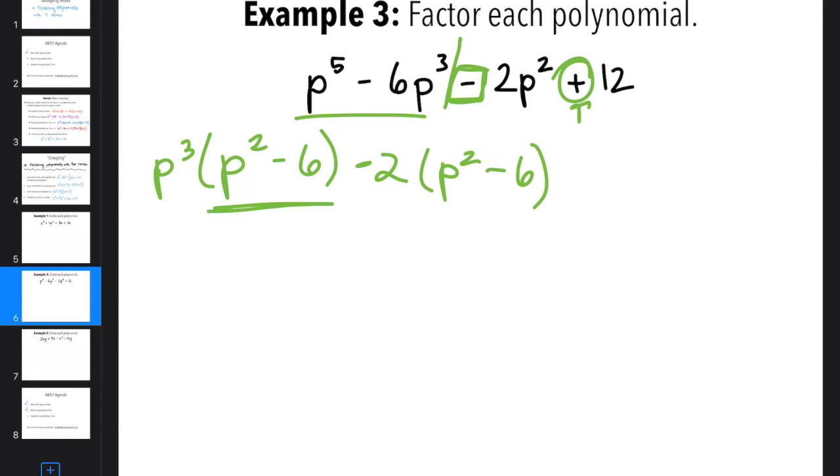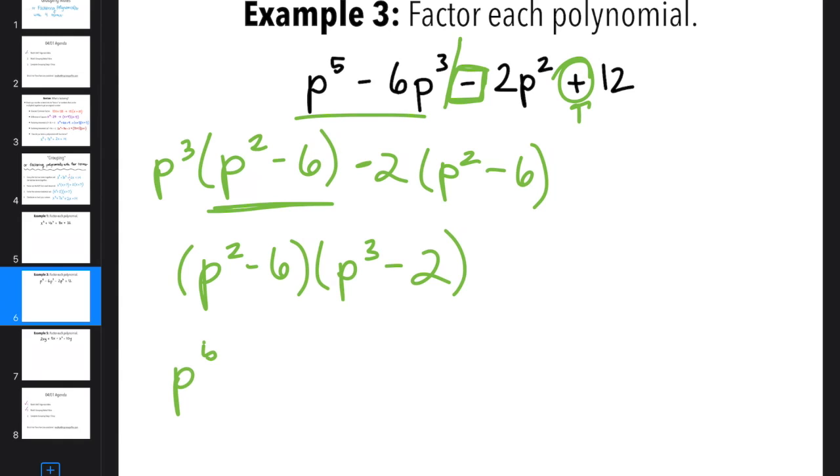So now my parentheses sets are the same. I'm going to factor out the parentheses set, which leaves me with p^3, or p cubed, minus 2. I'm going to double check my answer, make sure I got it right. So it leaves me with p to the 5th minus 6p cubed minus p squared plus 12. Check.